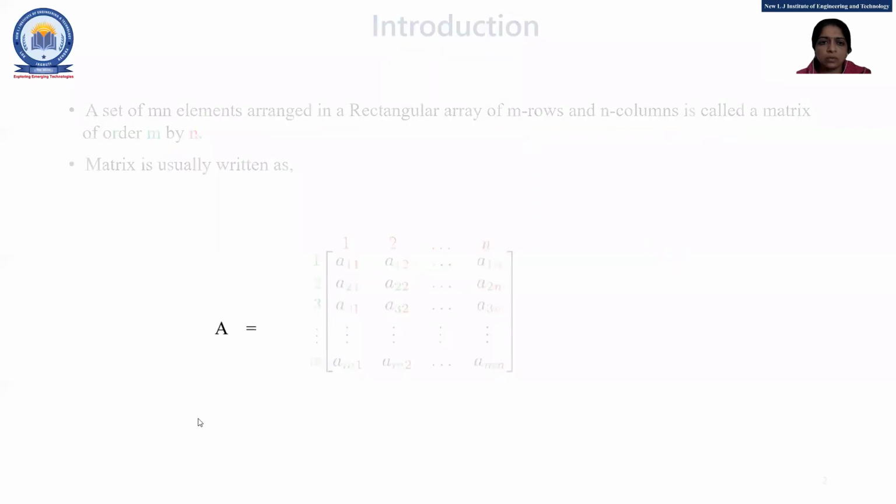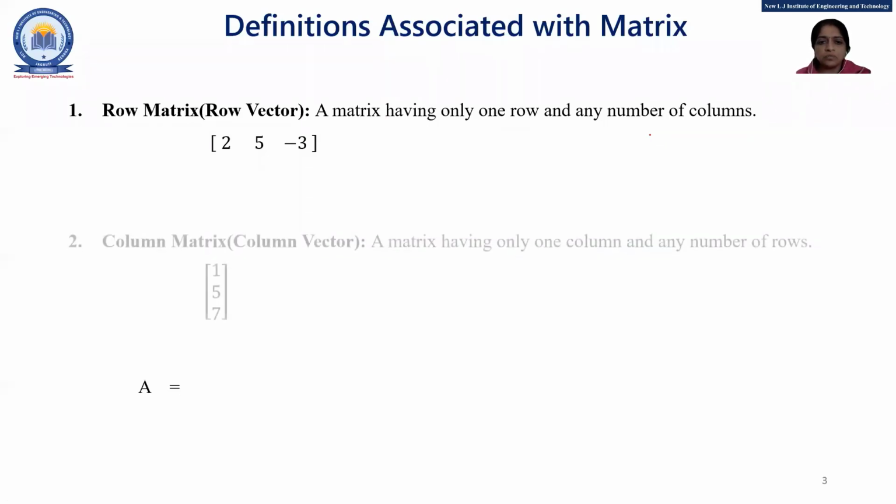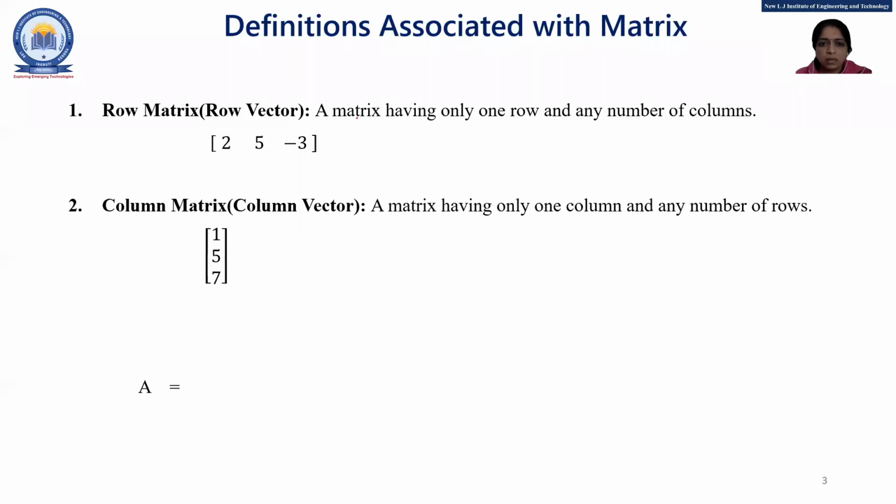Now, a row matrix: a matrix having only one row and any number of columns. See, there is only one row, right? And there are a total of 3 columns. A matrix having only one row and any number of columns is known as a row matrix.